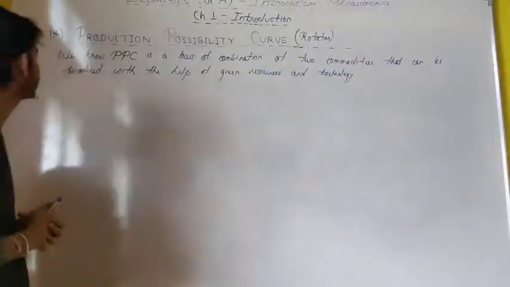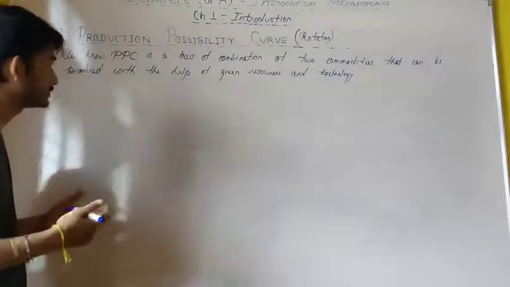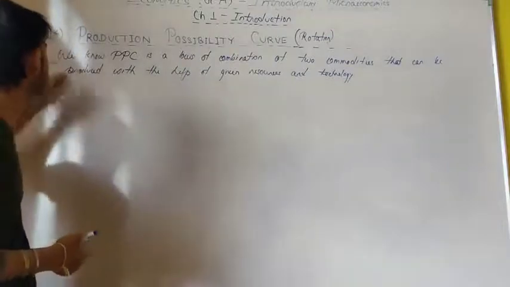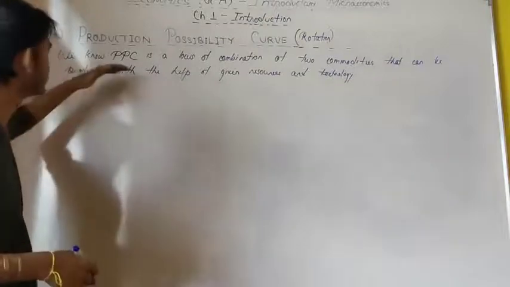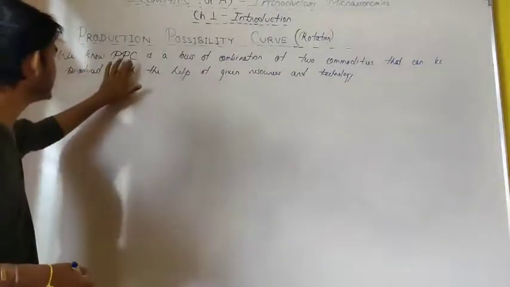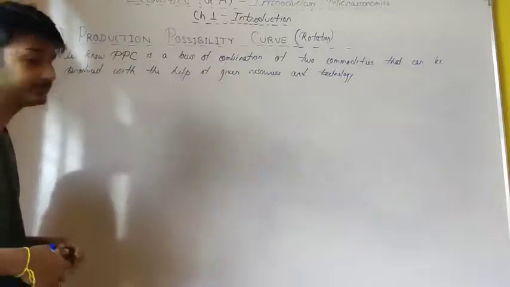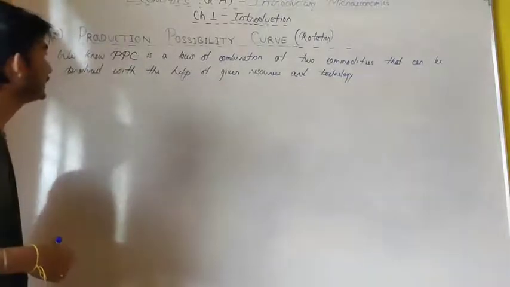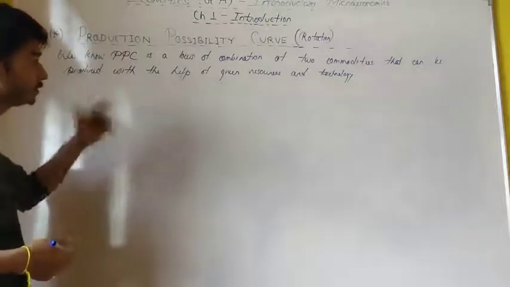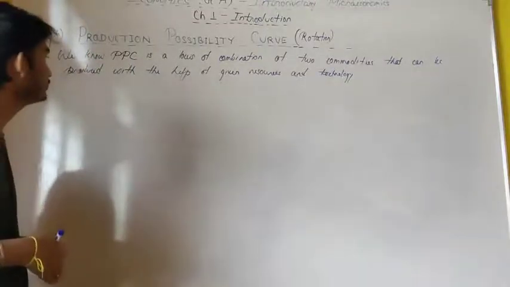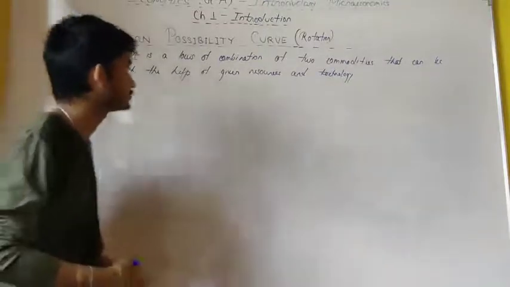For the sake of simplicity and to save time, I have already written down the definition of production possibility curve. PPC represents production possibility curve, and we already know that production possibility curve is a locus of combination of two commodities that can be produced with the help of given resources.